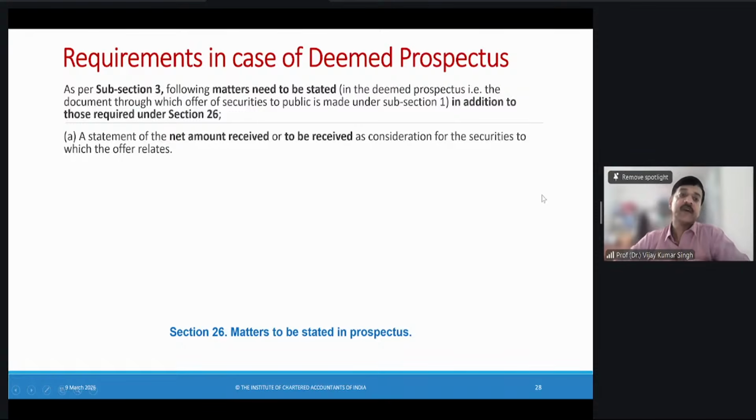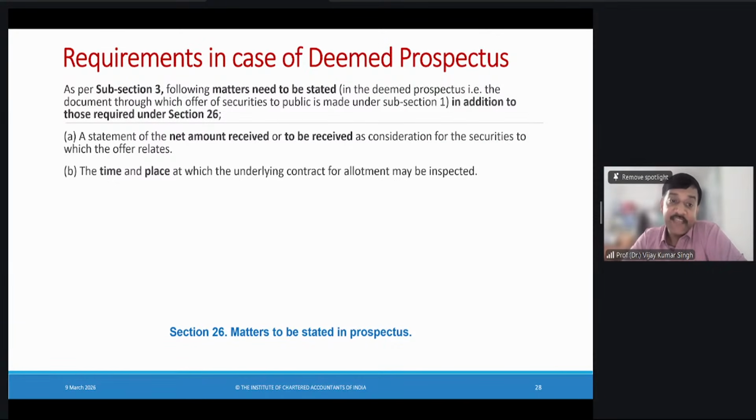Which are these? First, there should be a statement of the net amount received or to be received as consideration for the securities to which the offer relates. As I told you, this is a circumventing route. If someone has already made a rights issue, and it has then been passed on to a number of shareholders, they have to make amendments to the existing document. So you have to mention the net amount you have received by way of this additional rights issue, or are yet to receive, as consideration for the security. This gives you the amount and value of the issue of securities.